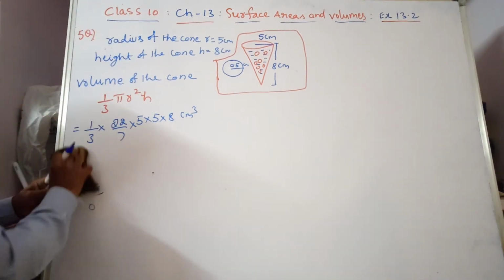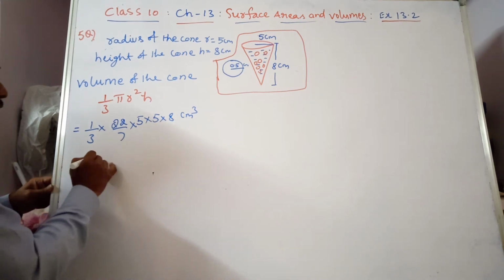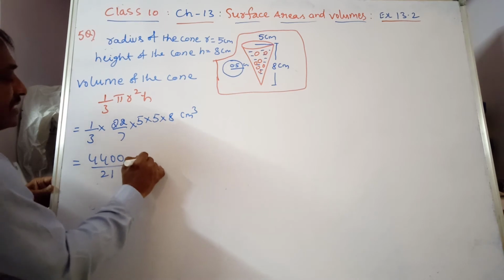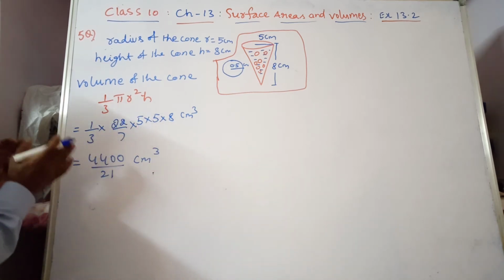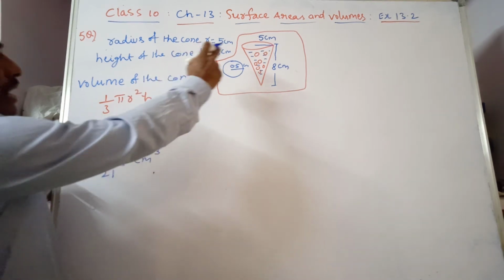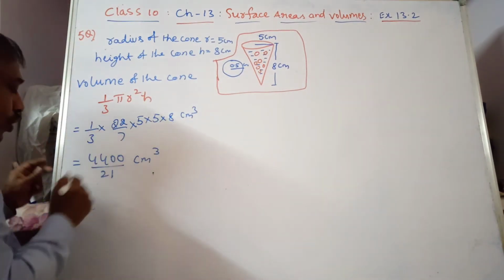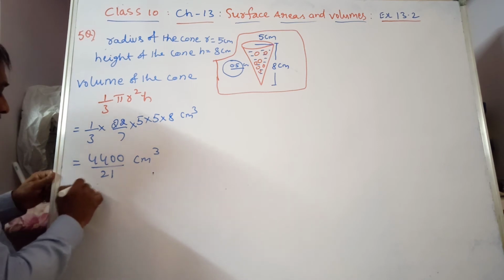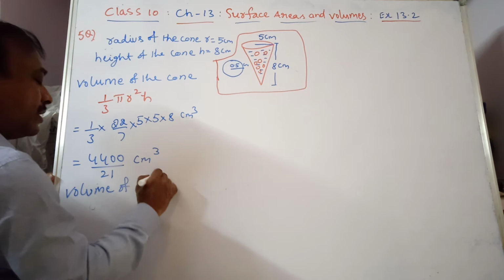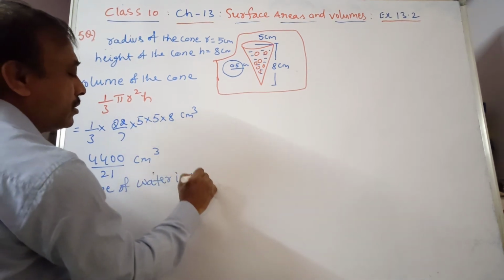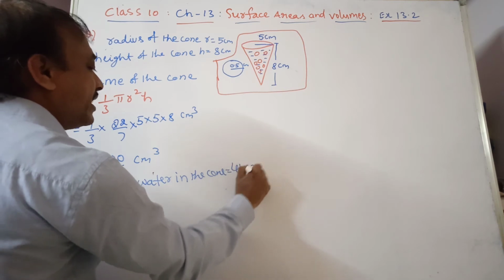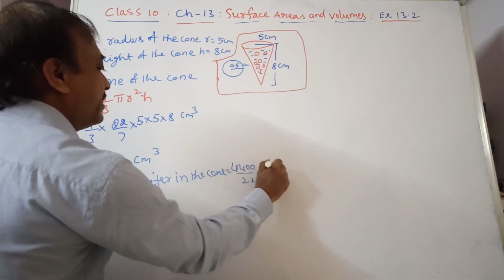So 4,400 divided by 3 sevens, which is 21, centimeter cube. This is the volume of water which is there in the cone. So volume of water in the cone is equal to 4,400 by 21 centimeter cube.